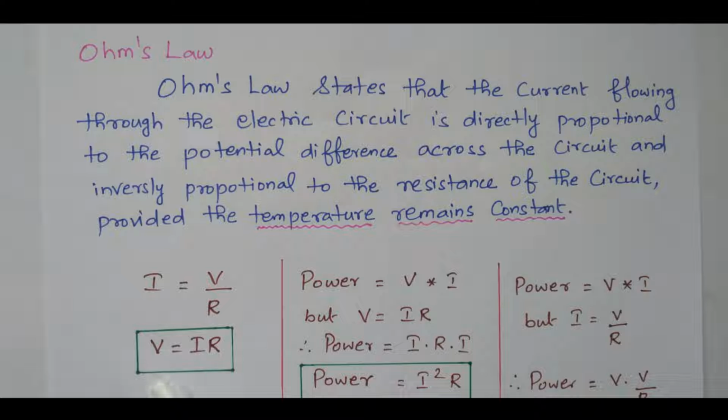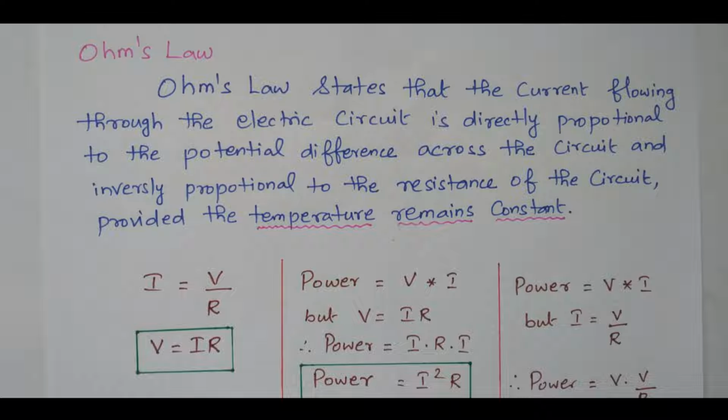Based on Ohm's law, what we got? V equal to I into R. The important thing is the temperature remains constant, because when the temperature changes, the resistivity, current, everything will change. So based on the condition that temperature remains constant, then only I equal to V by R, so that V equal to I into R. Now we'll see the expression for power from this Ohm's law.